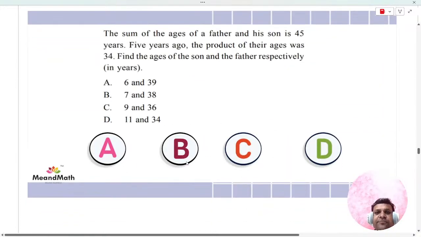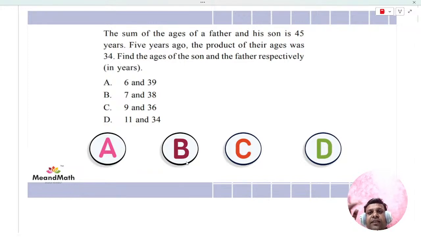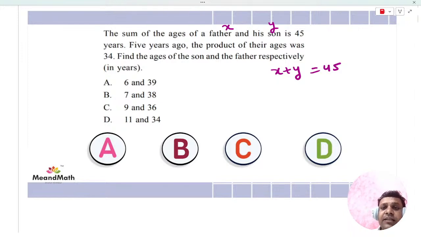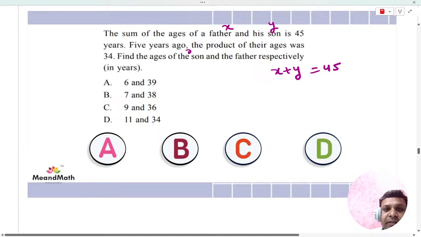The sum of the ages of father and son is 45 years. Again, sum is 45 years. 5 years ago, the product of their ages was 34. Find the age of son and father respectively. The conditions we write first, then we will simplify. Father, let's suppose x, and son, let's suppose y. So x plus y is equal to 45. Means present age of father is x and present age of son is y. 5 years ago, age will be x minus 5 and y minus 5.